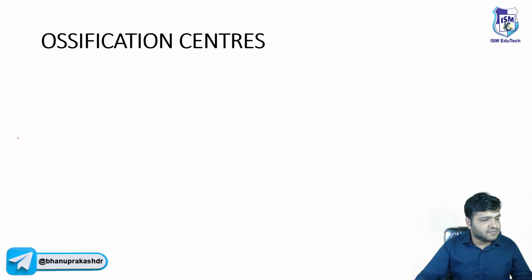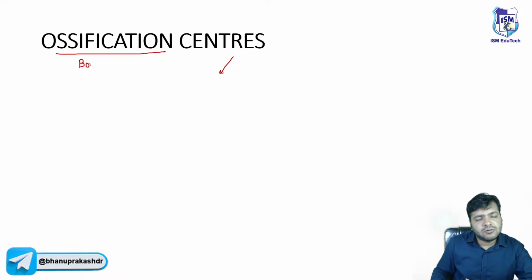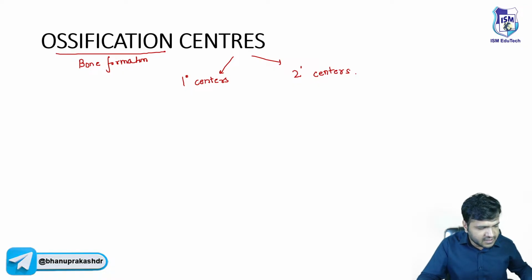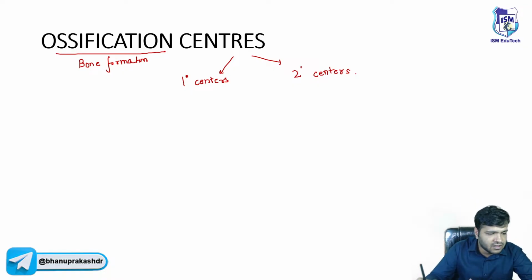Now coming on to the ossification centers beta. So can anyone tell me how many ossification centers are there? Ossification का मतलब होता है bone formation. So we have two types of centers beta. We have primary centers of ossification, and we have secondary centers of ossification.